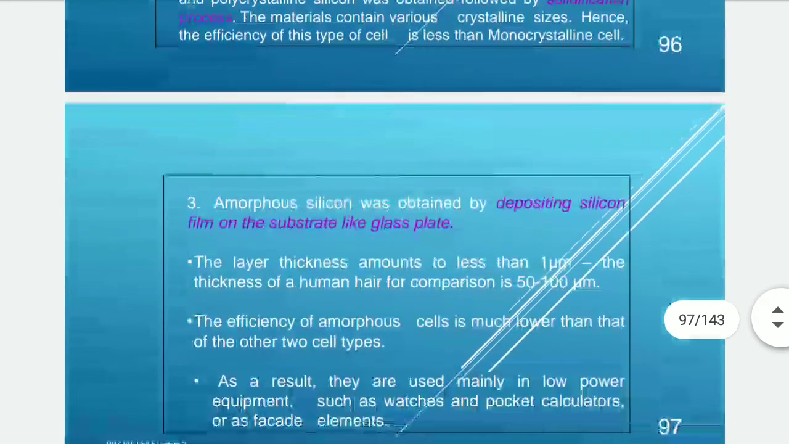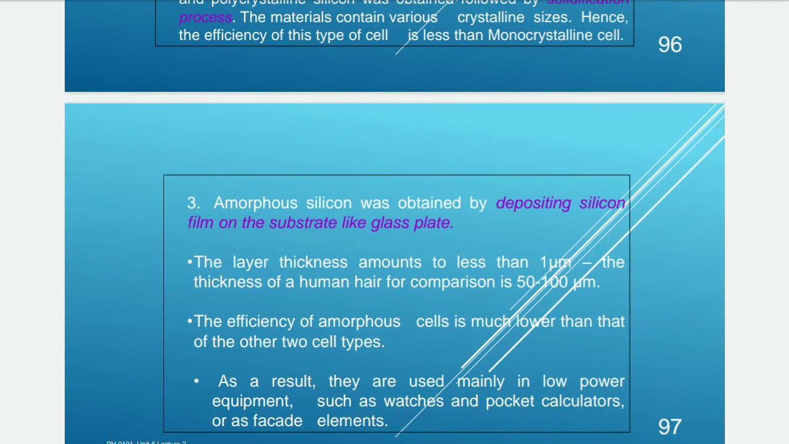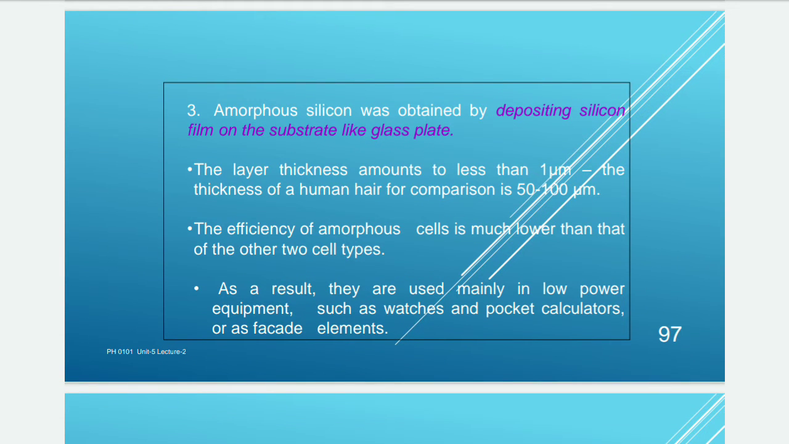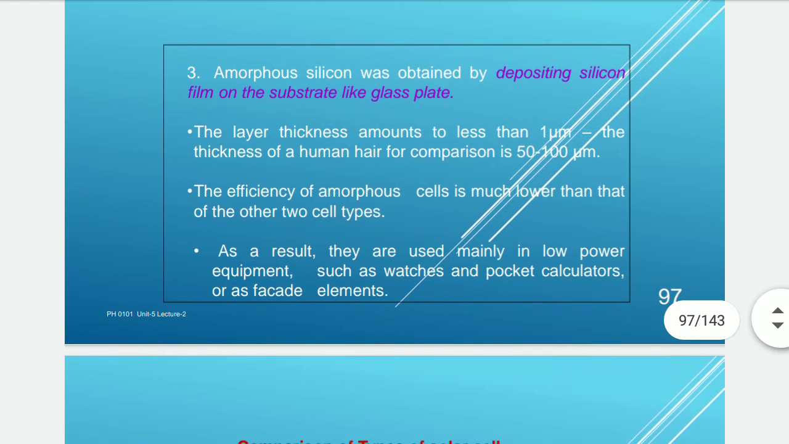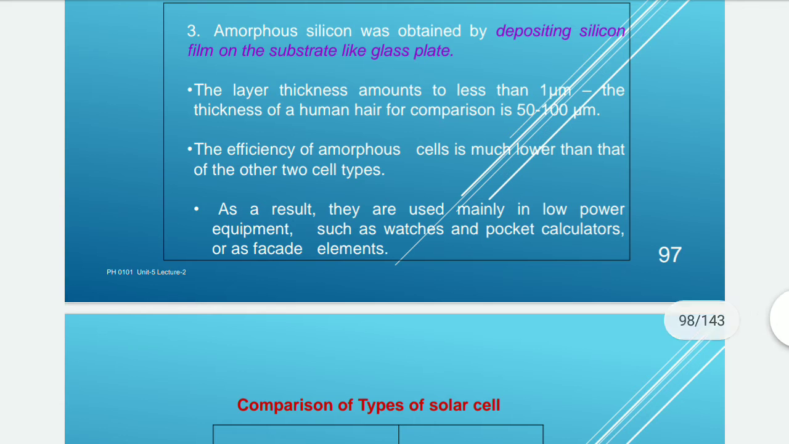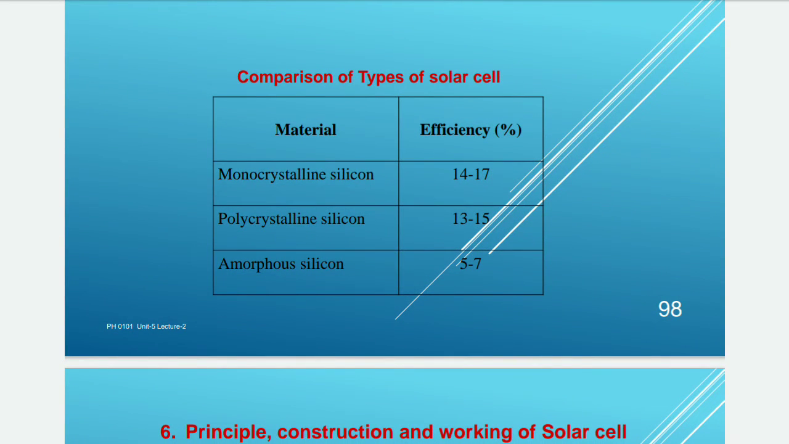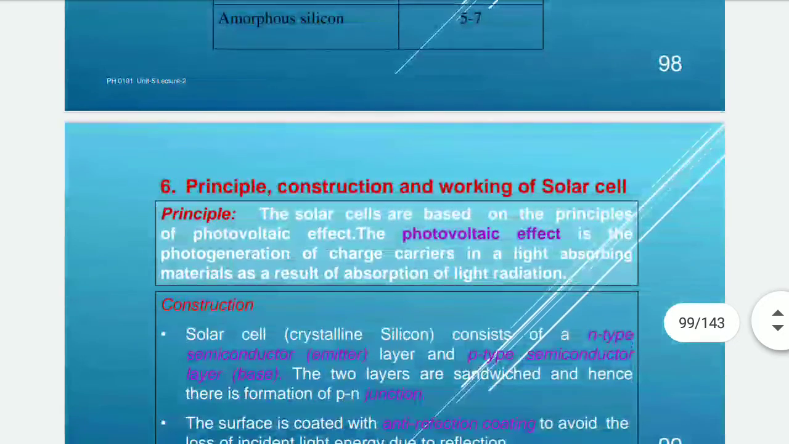Third, amorphous silicon is obtained by depositing a silicon film on a substrate like a glass plate. The layer thickness amounts to less than 1 micrometer. The thickness of a human hair for comparison is 50 to 100 micrometers. The efficiency of amorphous cells is much lower than that of the other two cell types. As a result, they are used mainly in low power equipment such as watches and pocket calculators, as a facade element. Comparison of types of solar cell: monocrystalline silicon 14 to 17% efficiency, polycrystalline 13 to 15%, amorphous silicon 5 to 7%. Principal construction and working of solar cell.